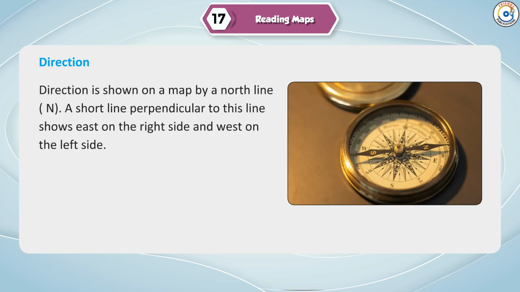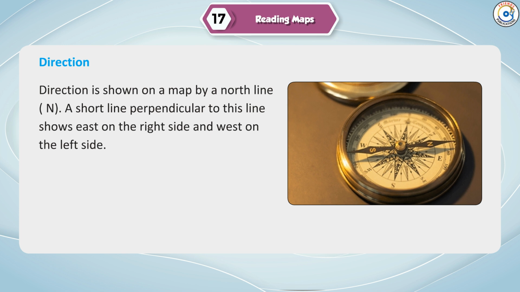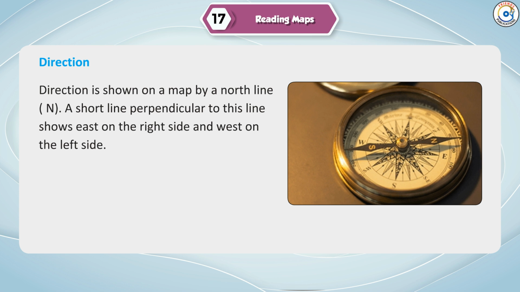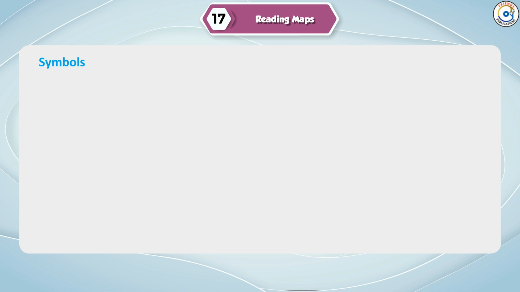Direction. Direction is shown on a map by a north line. A short line perpendicular to this line shows east on the right side and west on the left side. Info-Hype. Legend is the word on a map explaining the symbols used.